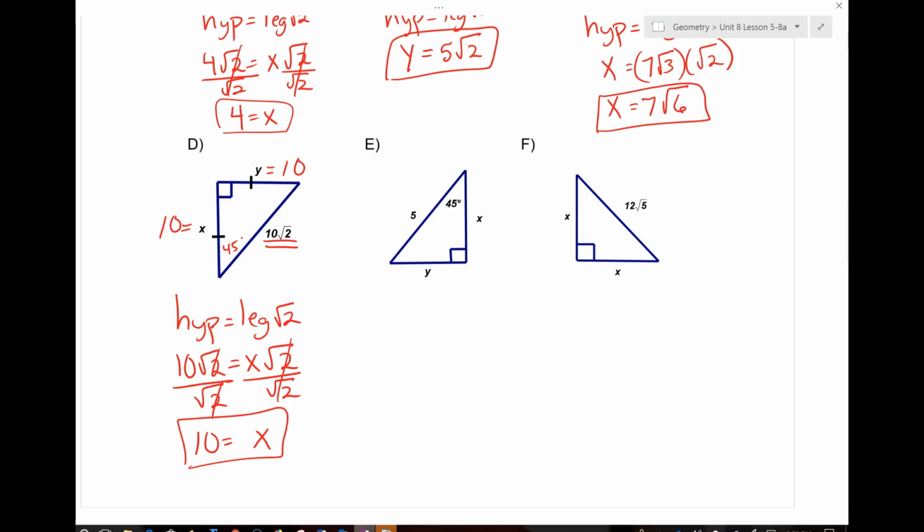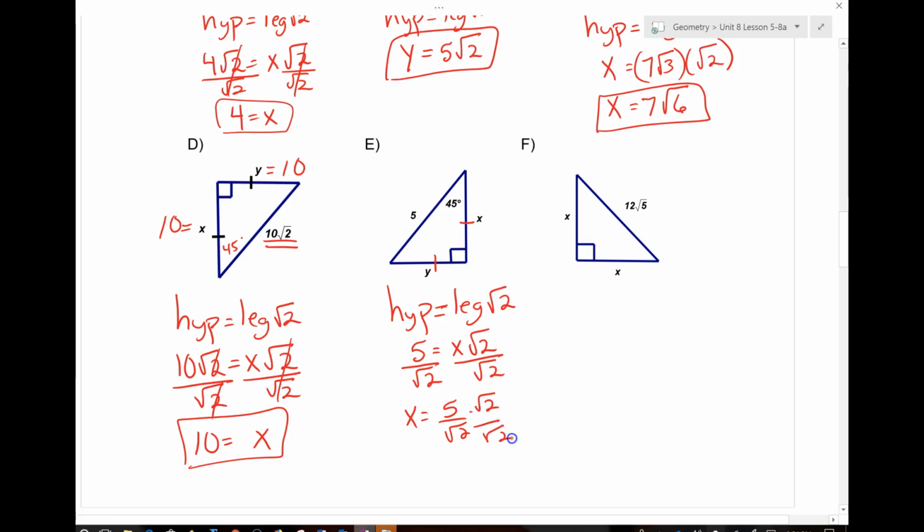Okay, so I have the hypotenuse. Again, I know it's isosceles because of the 45-degree angles. So I'm given hypotenuse equals leg times root 2. The hypotenuse is 5. The leg, pick which one you want, x or y. So let's just put x in there, times root 2. So I'm going to divide by root 2, divide by root 2. So I get x is equal to 5 divided by root 2. I have to rationalize my denominator, because remember I can't have a radical in the denominator.